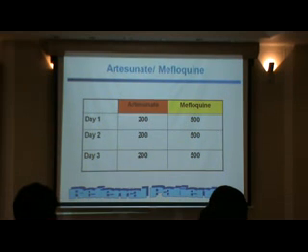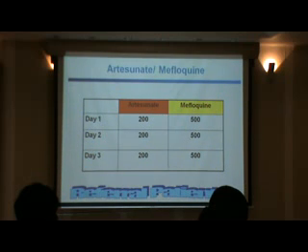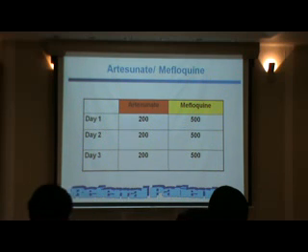When we combine artesunate with mefloquine, we treat with this schedule on days 1, 2 and 3. We start with artesunate 200 mg and mefloquine 500 mg daily for 3 days.